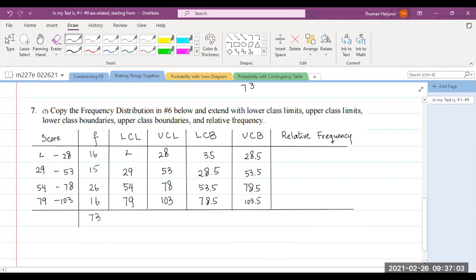How about the relative frequency? The relative frequency is the frequency for that class divided by the total frequency. That's the relative frequency. Okay. And in my class, I don't mind you to leave them in fractions.